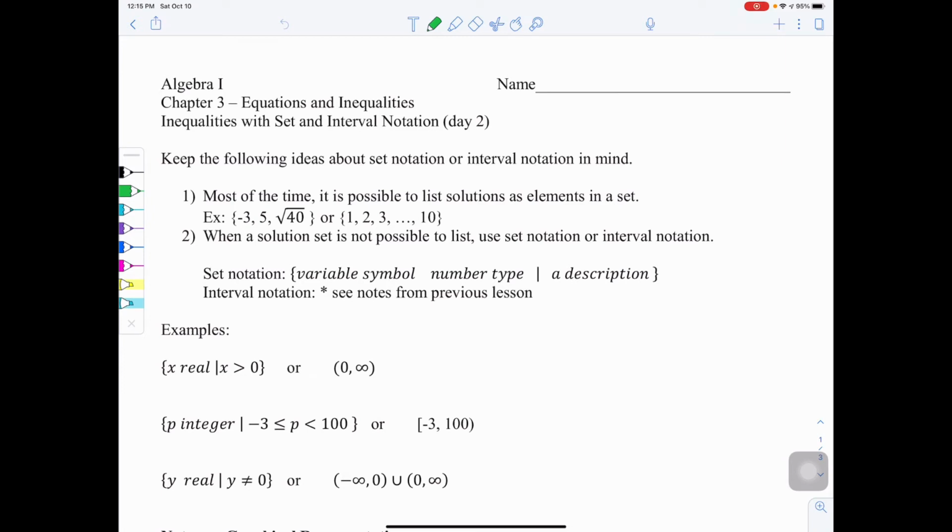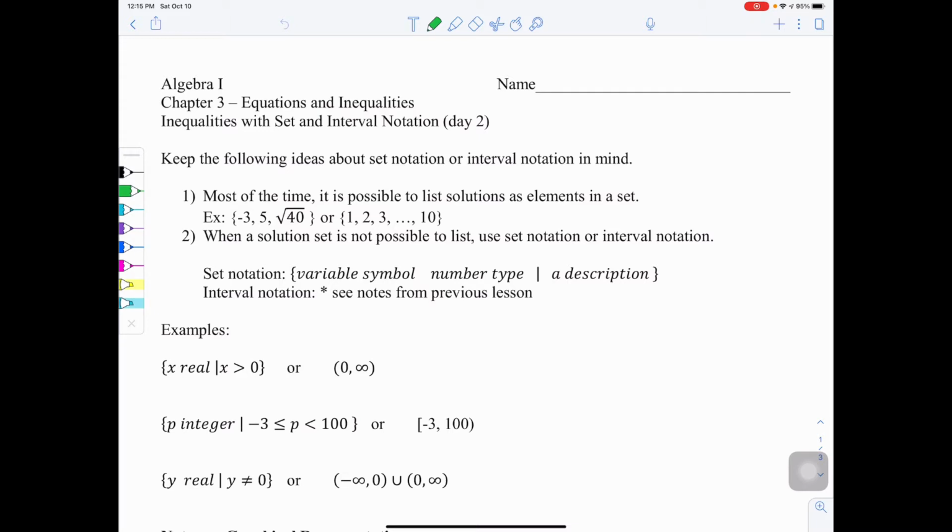Today's lesson is Inequalities with Set and Interval Notation Day 2, a sequel to our Day 1 lesson. Keep the following ideas about set notation or interval notation in mind. First, most of the time, it is possible to list solutions as elements in a set. For example, you may have only 2 answers, or 4 answers, or 1 answer. If that's the case, here are some examples of how you would write them.